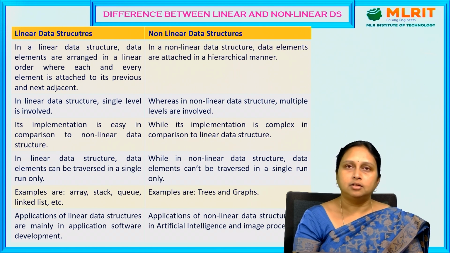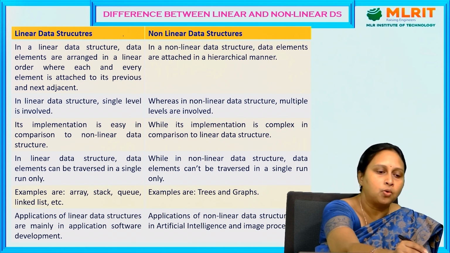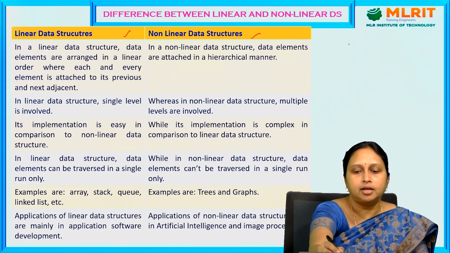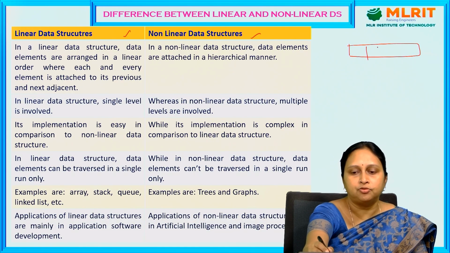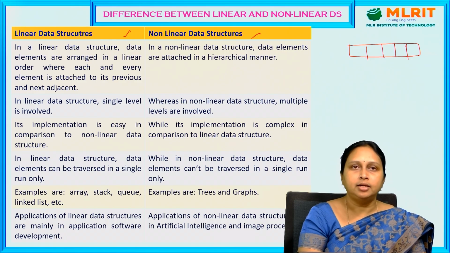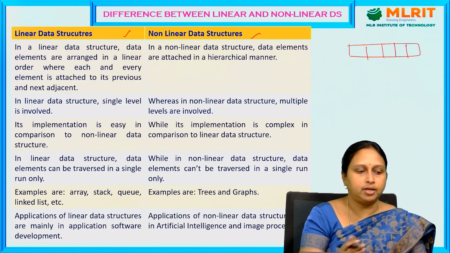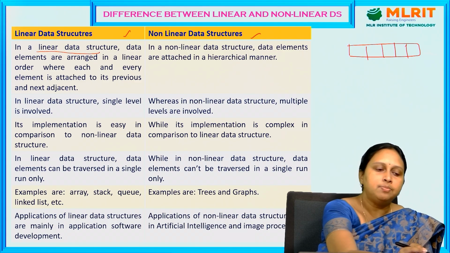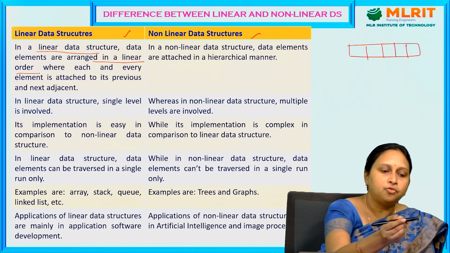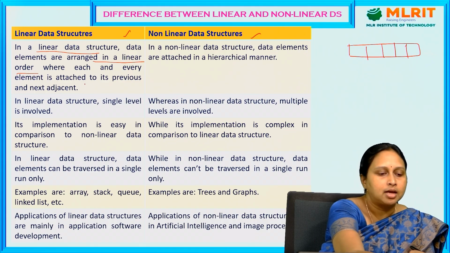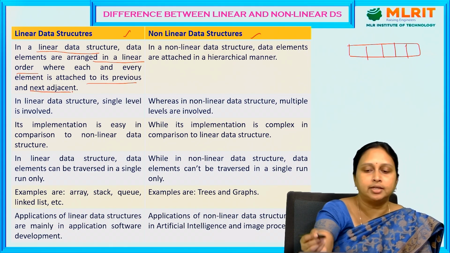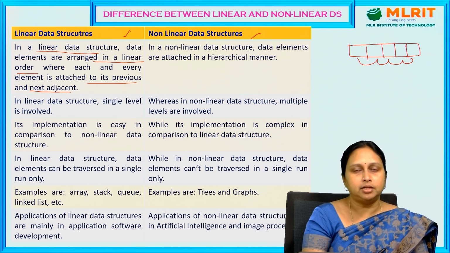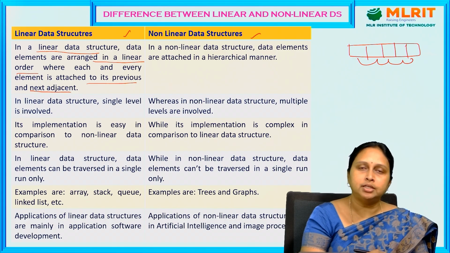And let us see the difference between linear and non-linear data structure. What is linear data structure? Where the data is going to be represented in a linear fashion, right? And here the data will be stored in a sequential way. As you can see the definition here, in a linear data structure, data elements are arranged in a linear order where each and every element is attached to the previous and next adjacent. As I told you, this is the way where we are going to store your data in the linear data structure. And what is non-linear data structure?